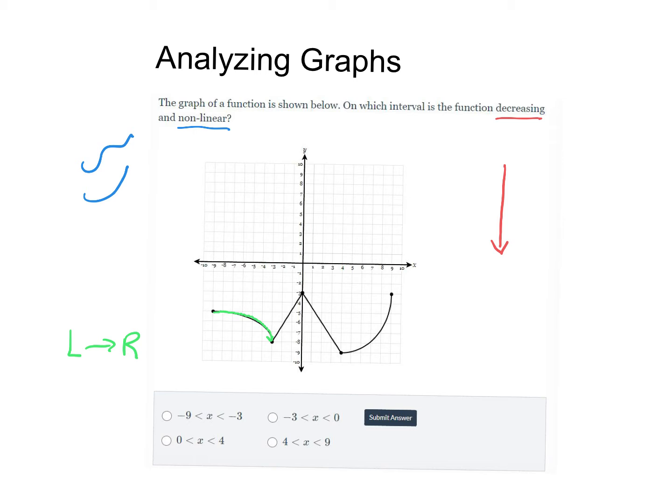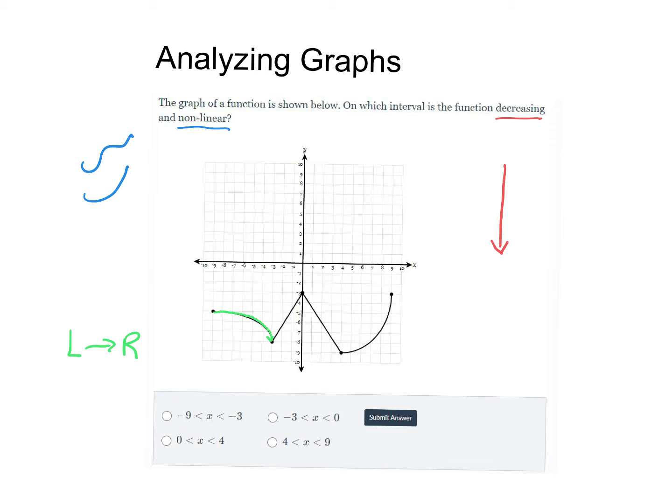And that's the only one that I see because I look at this other one on the right and I see that it is indeed nonlinear, but it's going up when we read from left to right. So that is not going to be a choice. So now I need to ask myself, when is this going down and nonlinear?